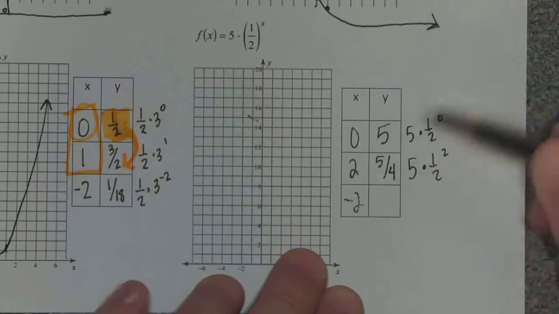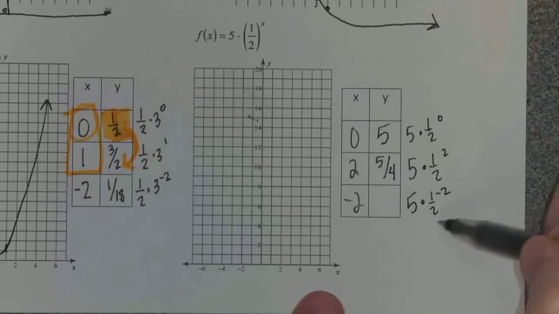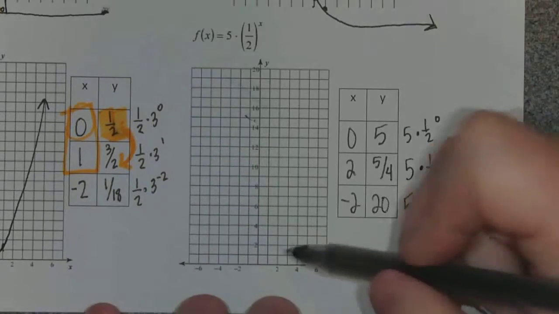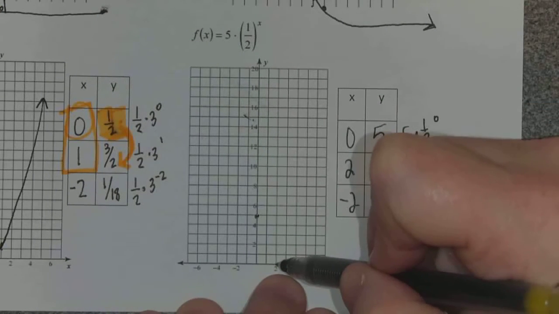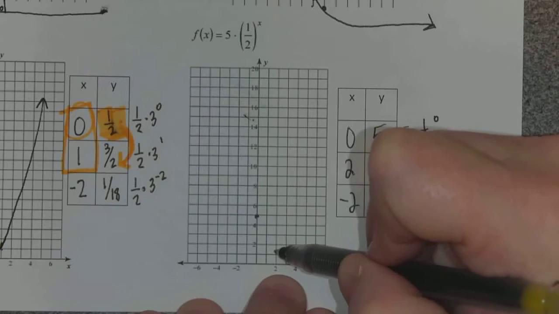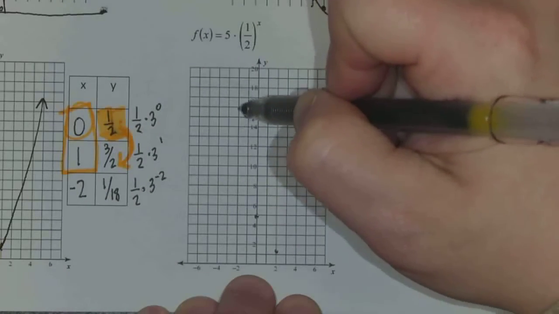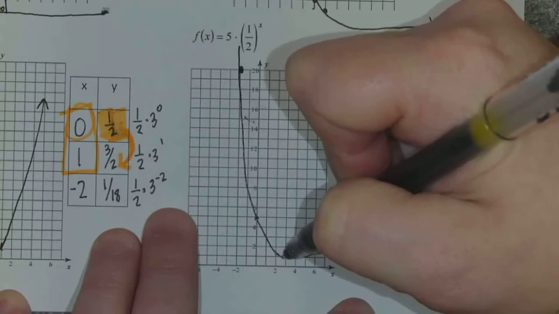And then let's put in -2. So I'll have 5 times 1/2 to the -2. 1/2 to the -2 power would be 4, and 4 times 5 would be 20. So my ordered pairs are (0, 5), (2, 1.25) about, and (-2, 20). Which gives me a pretty good idea of how to sketch my graph.